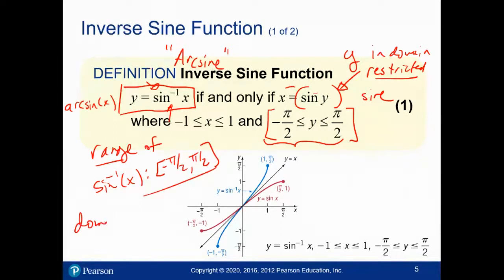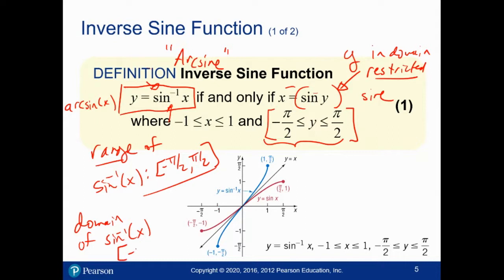And what's the domain of the inverse sine function? It will be the range of the restricted sine function, but we specifically built that restricted sine function to capture the entire range. It went from a minimum all the way to a maximum. It went all the way from -1 to 1.